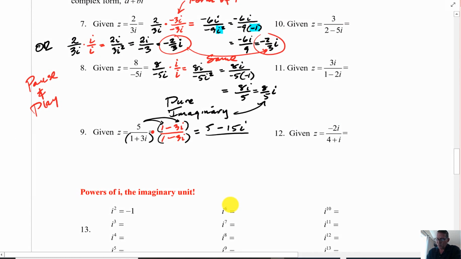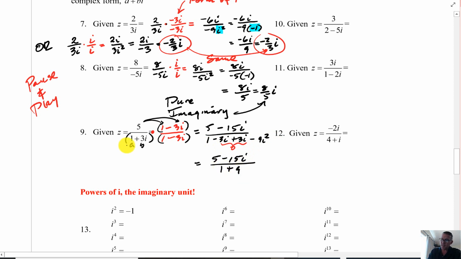Now, you take a, so a is 1 and b is 3. So it's a squared plus b squared when you do this. Or you can use FOIL. 1 times 1 is 1. 1 times negative 3i is negative 3i. And then 3i times 1 is positive 3i. And then 3i times negative 3i is negative 9i squared. The terms in the middle are going to cancel to 0. So you get 5 minus 15i up top divided by 1 plus 9.